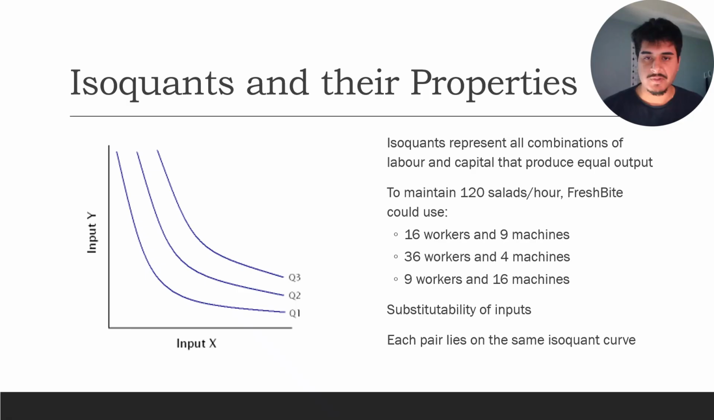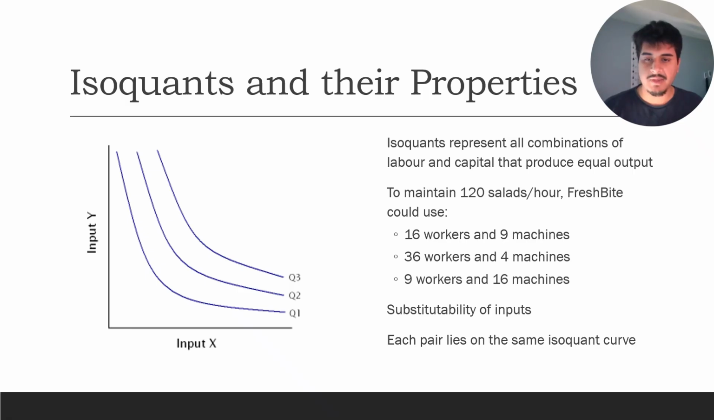Now, let's look at isoquants and their properties. Isoquants represent all the combinations of labor and capital that produce equal output. Each pair of labor and capital lie on the same isoquant curve, and isoquants are generally convex because as you substitute one input for another, you need more of the substituted input to maintain output. This concept overall helps managers understand flexibility and input combinations.